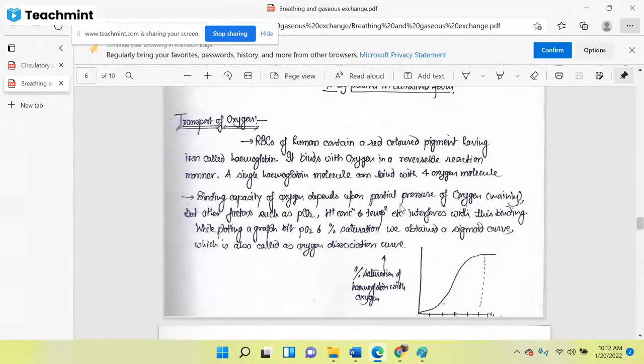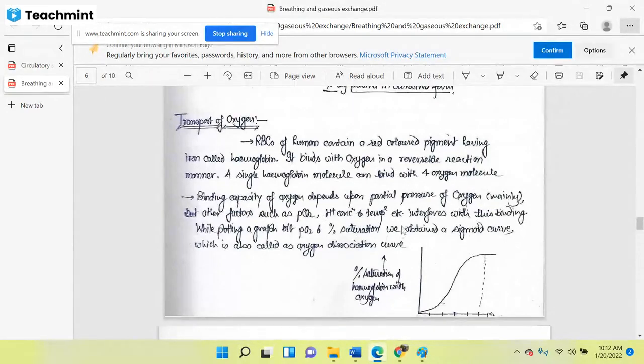And the second important thing you will have to remember is that not only the partial pressure of oxygen is there, some more factors are also associated with this binding or the affinity of this oxygen with this hemoglobin. What are those factors? Partial pressure of carbon dioxide, hydrogen ion concentration, and temperature. Means three more factors are also there which regulate the binding of this oxygen with the hemoglobin. Not only partial pressure of oxygen, but mainly it regulates the binding.